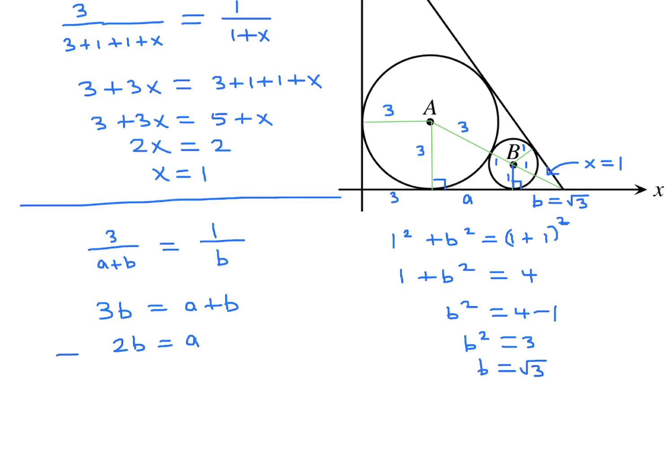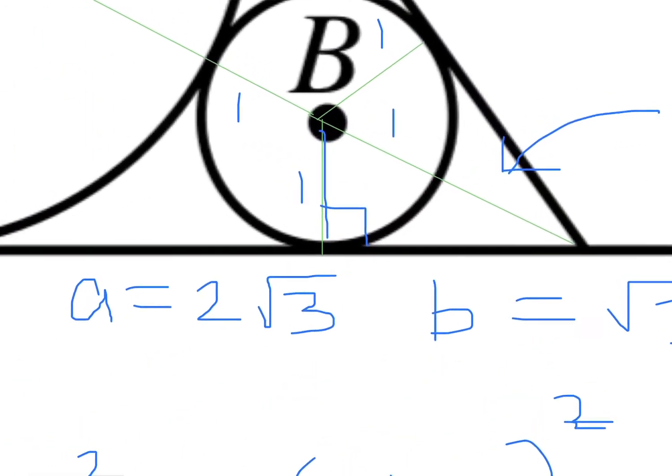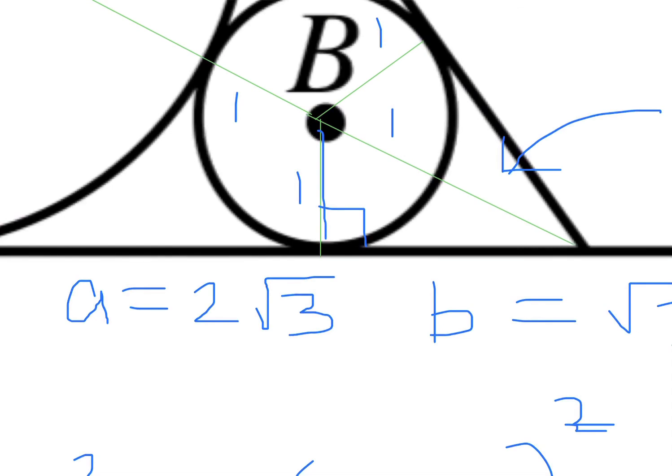And then coming back to this equation, 2B is equal to A. B we just figured out was root 3. So therefore A is equal to 2 root 3. All right? So far so good. Now what I want to do is blow this up as big as I can and explain something to you.